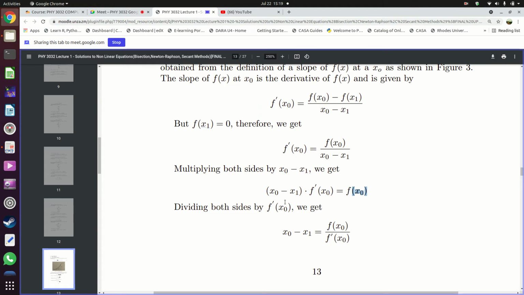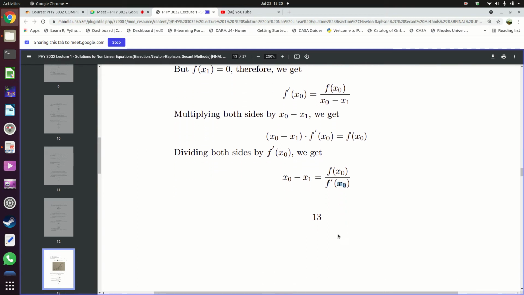Next, if you divide both sides by the first derivative of the function at x0, you are going to remain with x0 minus x1 equal to f of x0 divided by the derivative of the function at x0. So basically, when you start with a guess value of x0, you need to be able to work out the value of this function at x0. You should also be able to work out the derivative of this function, so that you find the value of the derivative at x naught.